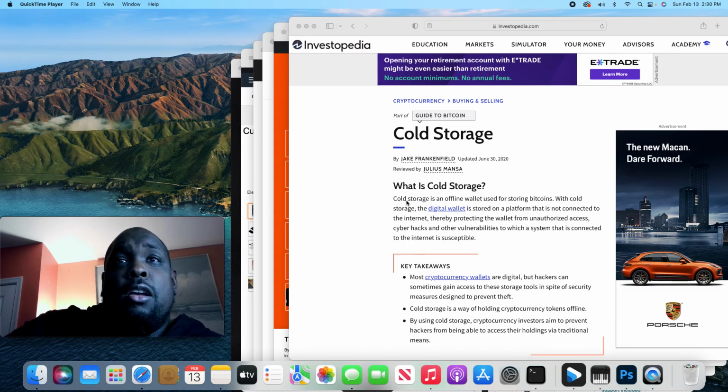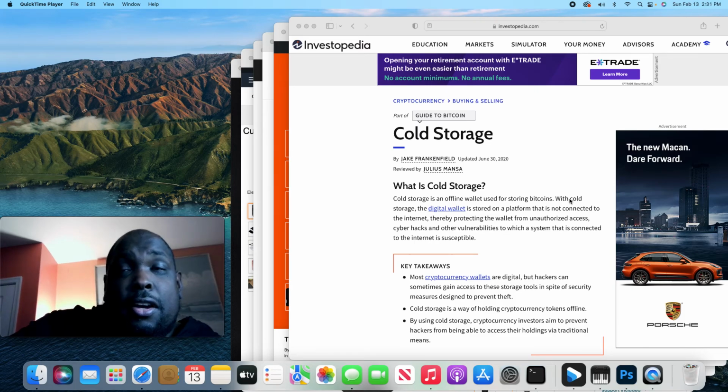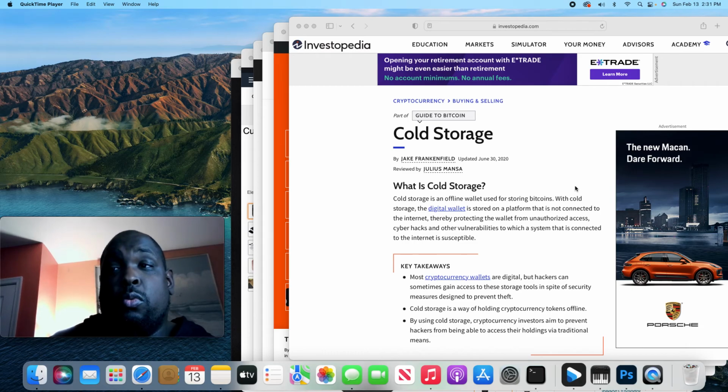According to Investopedia, cold wallet or cold storage is an offline wallet used for storing bitcoins. Now, they have wallets out there that can store a lot more than just bitcoins. Some of these wallets, you have to create what's called an account inside that wallet, which can hold different cryptocurrencies that are attached to different blockchains like Ethereum, the Binance Smart Chain, Polygon, Solana, and so forth. It does say for storing bitcoins. I believe there is a wallet that stores strictly Bitcoin, but in the crypto world, this world is ever changing, so that could be old information now.